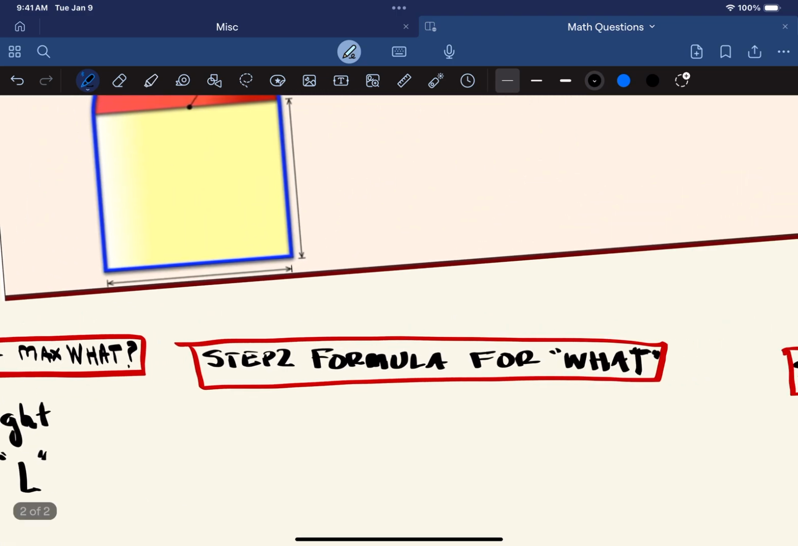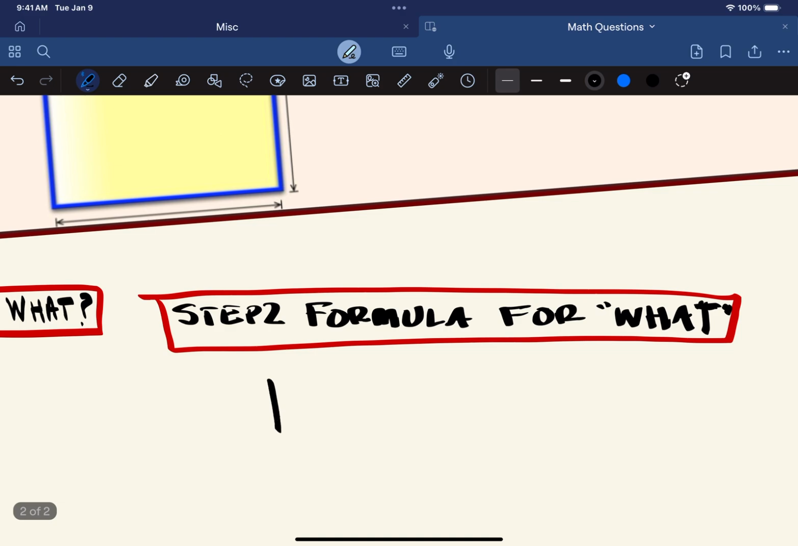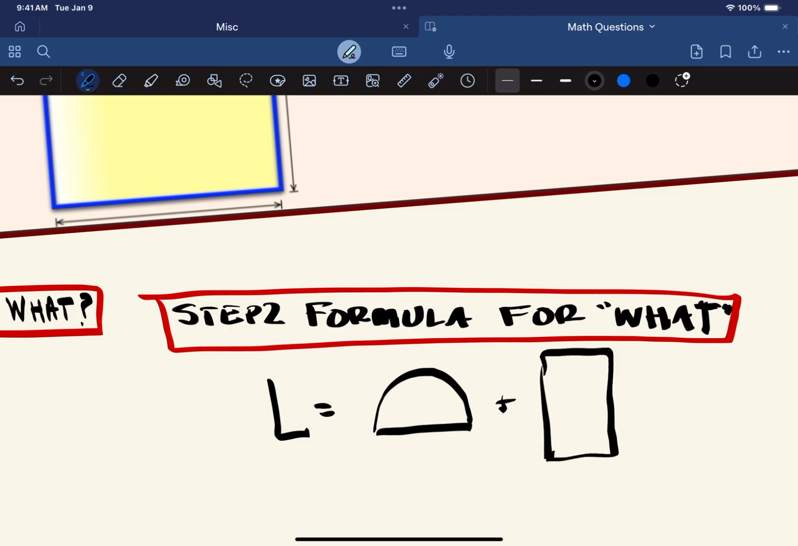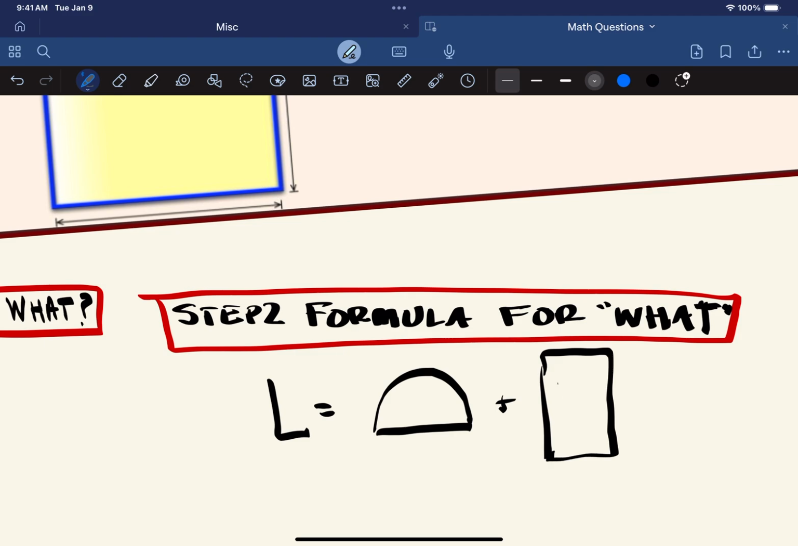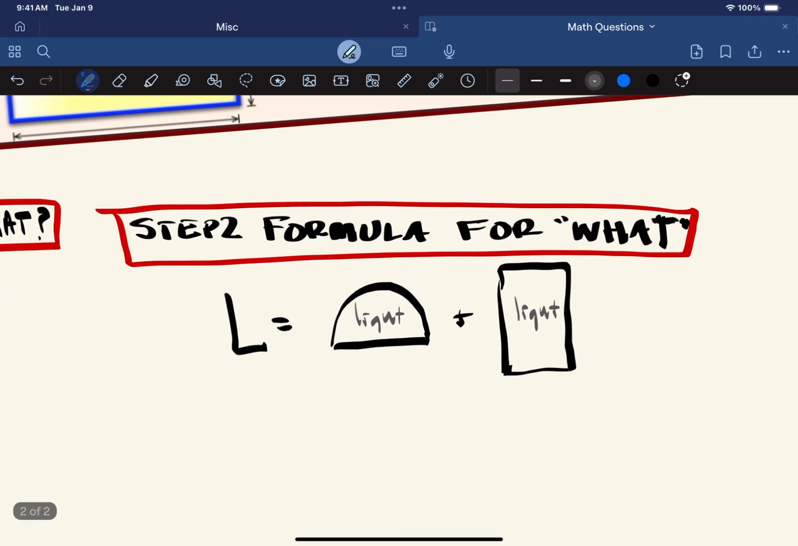I need a formula for L. The amount of light would be equal to the amount of light that comes in through this guy plus the amount of light that comes in through that. Now, it's important here to note that light is almost the amount of area, except it's not. So I'm going to make sure that I'm not talking about the area here. I'm talking about the light. How much light is coming in through these ones?